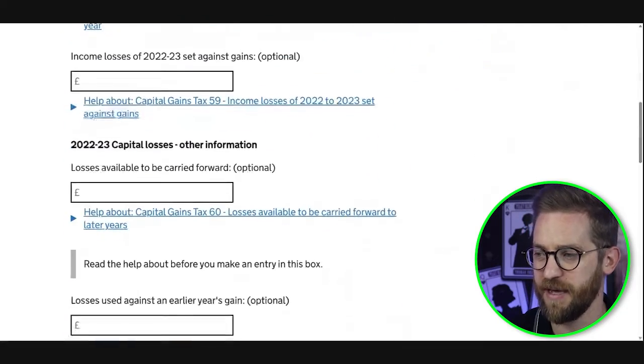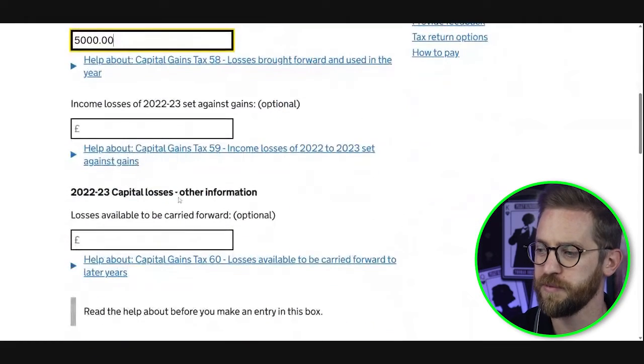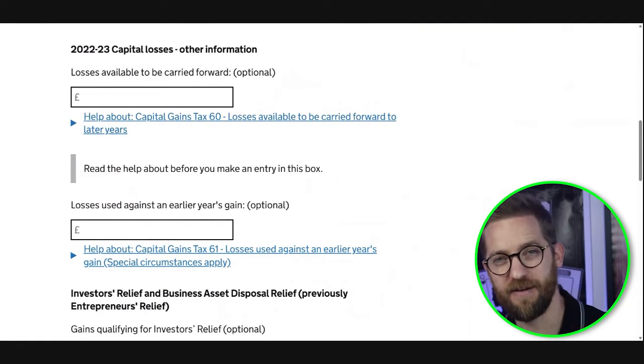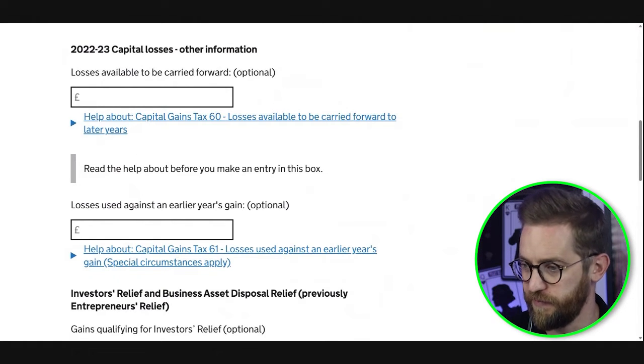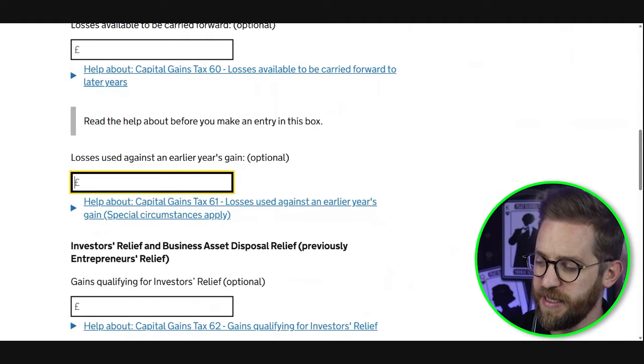I'm going to leave £5,000 in there. So we would expect this gain to drop down to £19,350. I'm not going to carry forward any more losses. We'll assume I only had £5,000 and I've used those in full here. Losses used against an earlier year's gain.